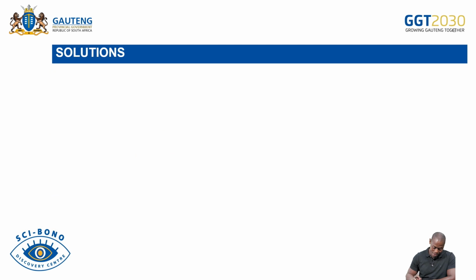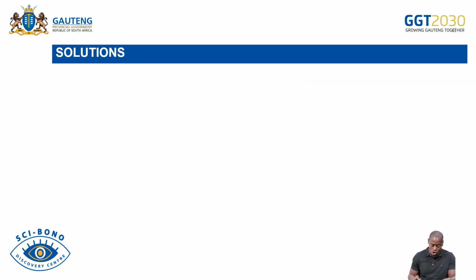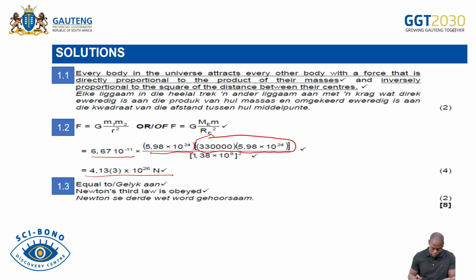Okay. Then the other question here, how will the gravitational force that the earth exerts on the sun compare to the answer to question 1.2, right? Only greater than, less than, or equal to, give the reason for the answer. The force exerted by the sun on earth will be equal to the force exerted by earth on the sun, but acting in opposite directions. So if they say give a reason, obviously you have to use Newton's third law to do that.